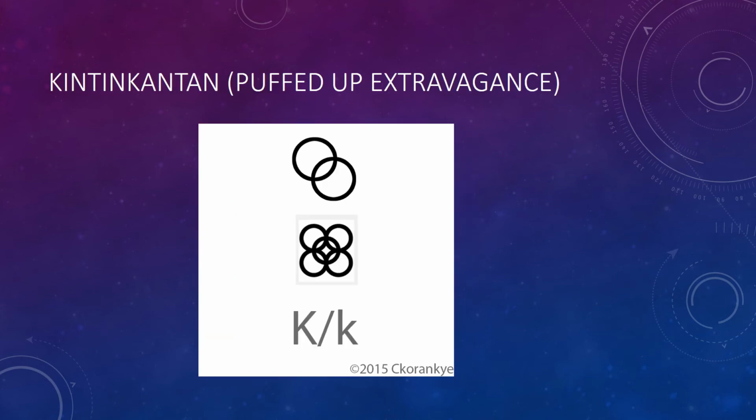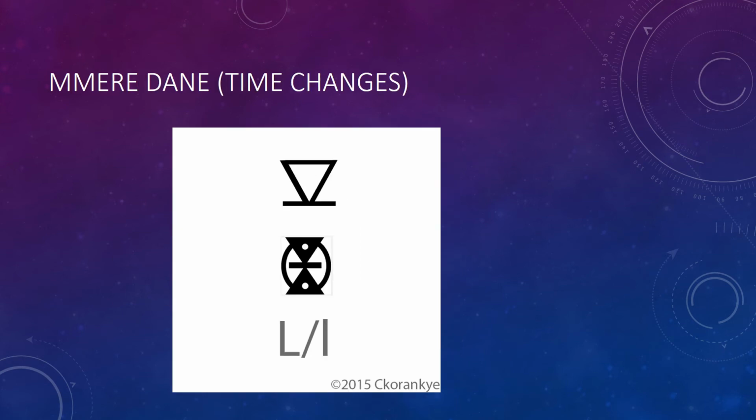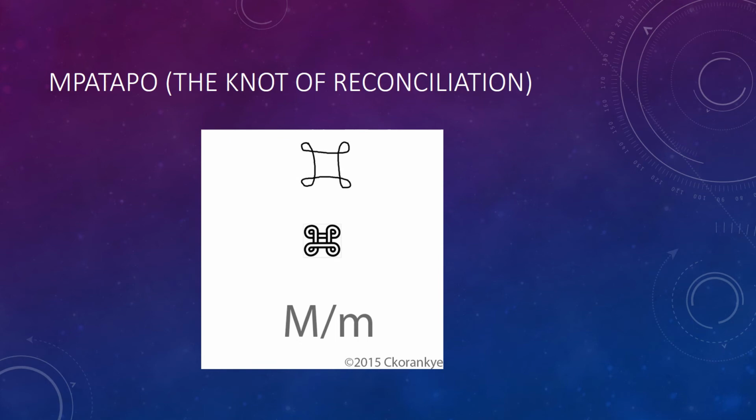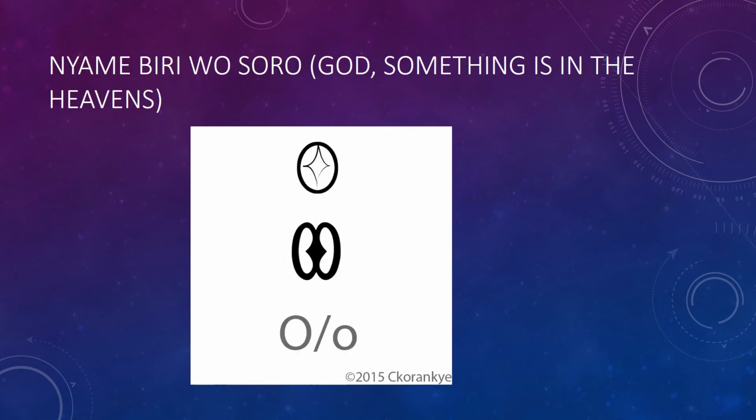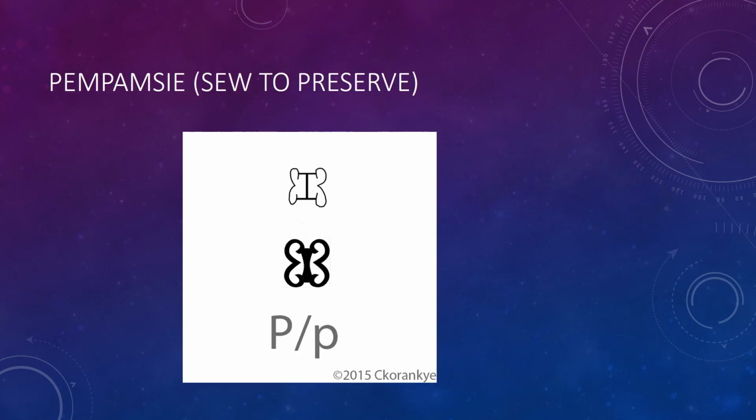Kintinkantan, puffed up extravagance, is assigned to the letter K. Emredane, time changes, is assigned to the letter L. Mpatapo, the knot of reconciliation, is assigned to the letter M. Nkyinkyim, or divider, is assigned to the letter N. Nyame Biribi Wo Soro, God is in the heavens, is assigned to the letter O.